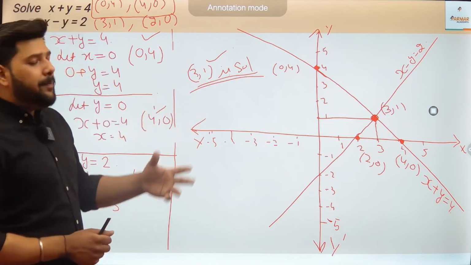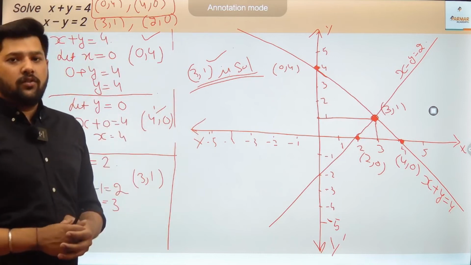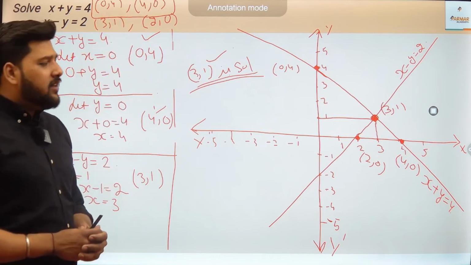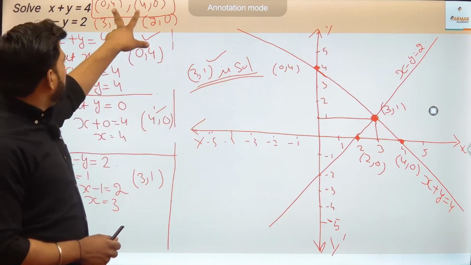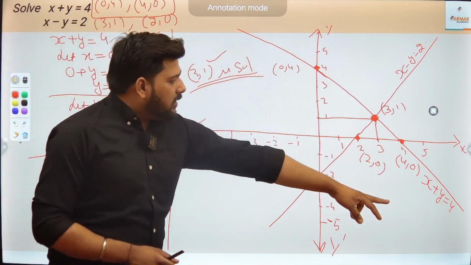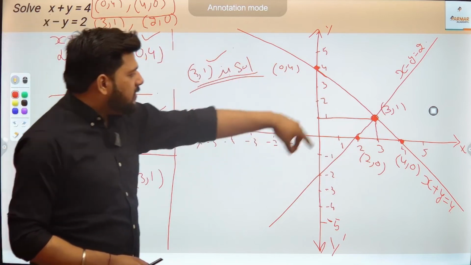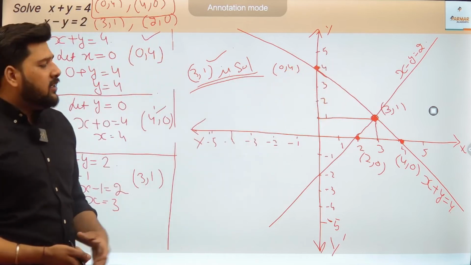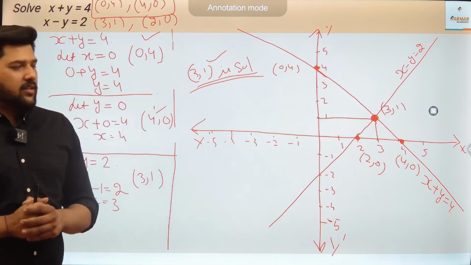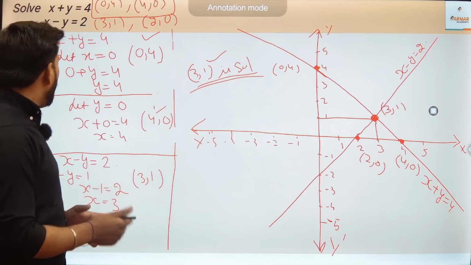And again we will repeat the steps twice for the second equation to get 2 more solutions for the next equation. As we have overall 4 solutions, 2 for each equation, we will plot the first 2 solutions and join them using pencil and scale. That will give the graph of the first equation. Again plot the third and fourth point, that will give the graph of the second equation, and the intersection point gives the solution for the system of equations. This is the actual graphical method to solve a pair of linear equations in 2 variables.